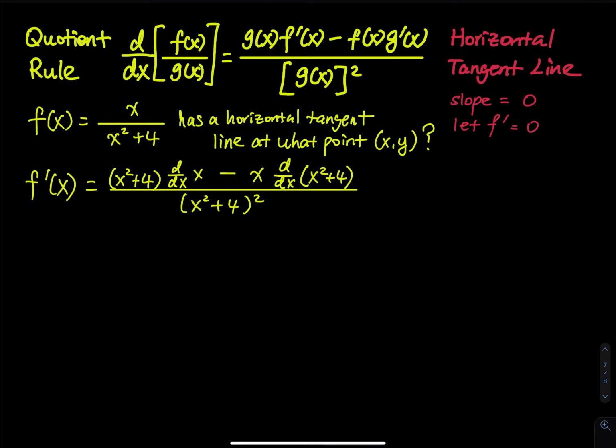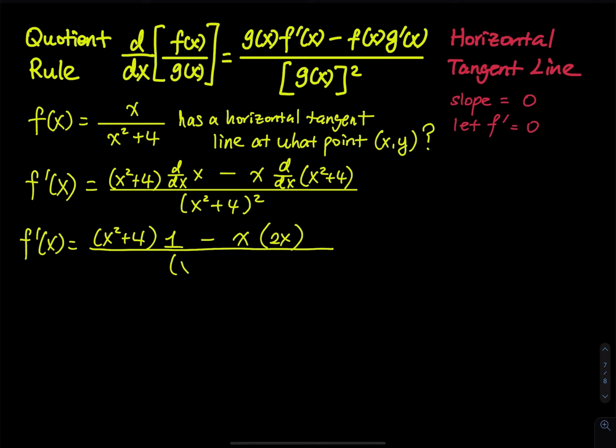All right, so the next step is f prime of x, we take the derivative, very simple. So we have x squared plus 4, and then the derivative of x is equal to 1, minus x, the derivative of x squared is 2x, the derivative of 4 is equal to 0. So now the derivative is done.